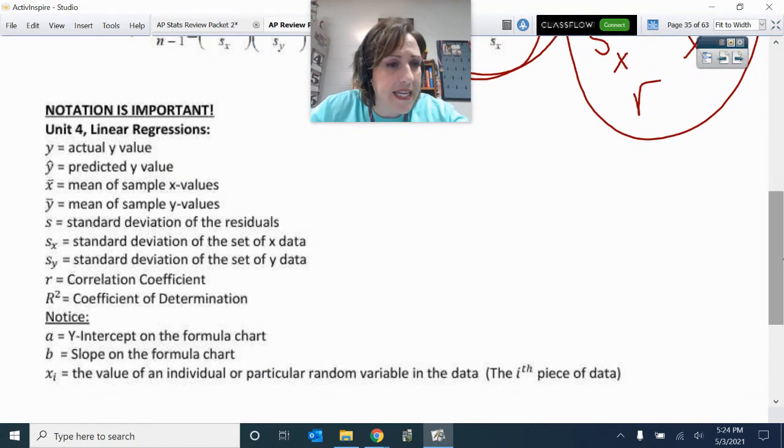All right, and then here, don't forget about our notation. Our actual y and predicted y, the mean of x and the mean of y, our standard deviation of residuals, our standard deviation of x and y, that correlation coefficient, r squared. All right, there you go.